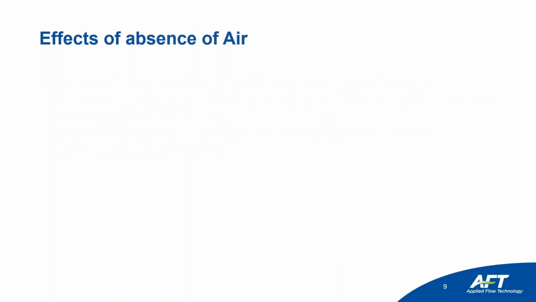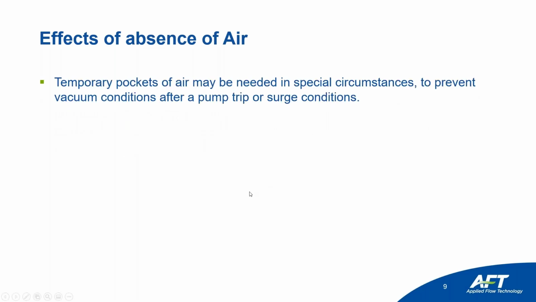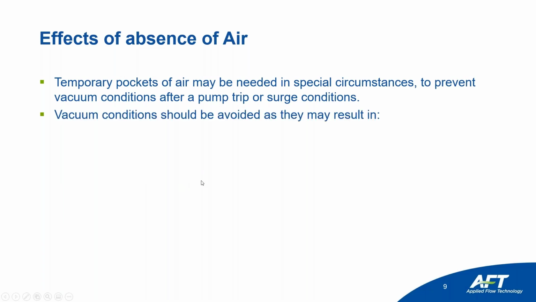We have talked about the presence of air, but the absence of air can be a problem too. Temporary pockets of air may be needed in special circumstances to prevent vacuum conditions after the pump trips or surge conditions. Vacuum conditions should be avoided as they can result in collapse or deformation of thin wall pipe. This is especially critical for big diameter pipes.